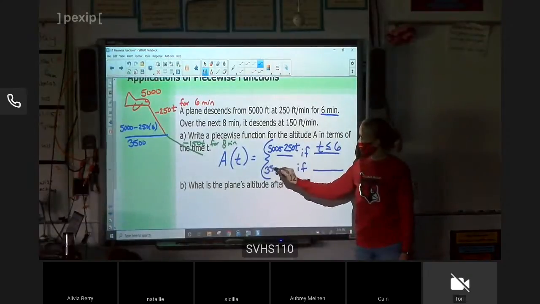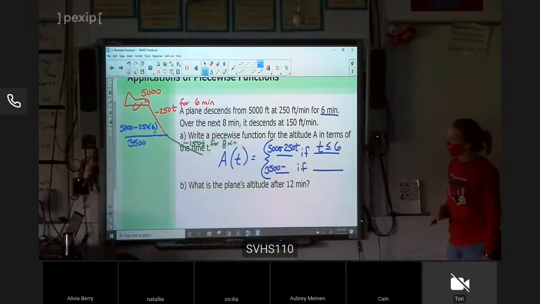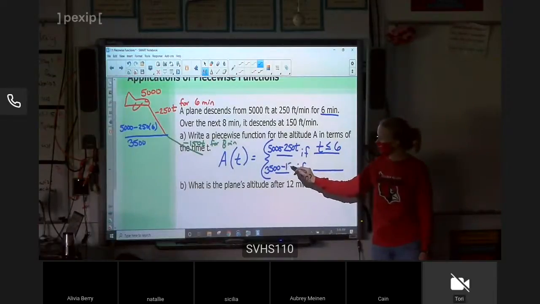So now they're at 3,500 feet, and they're going to slow their descent down. So now at 3,500 feet, we're going to subtract 150 per minute.